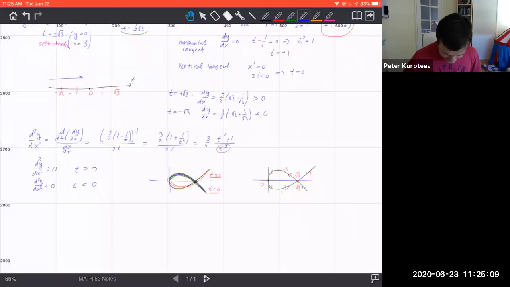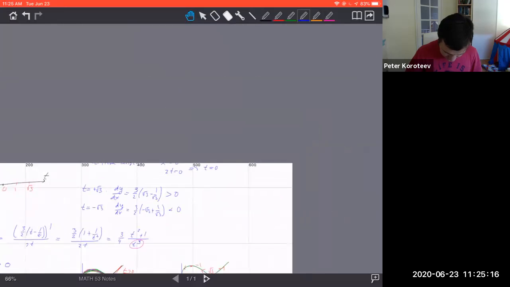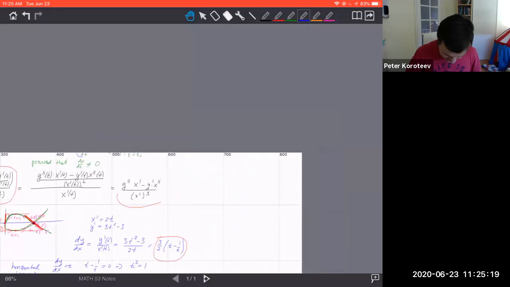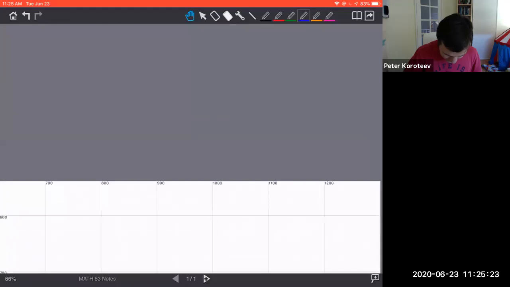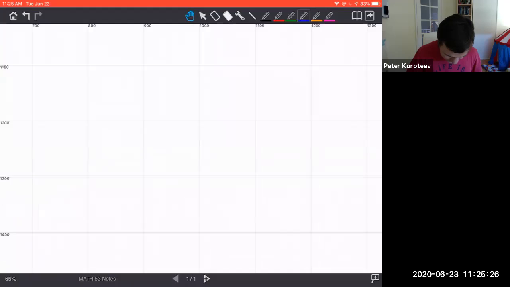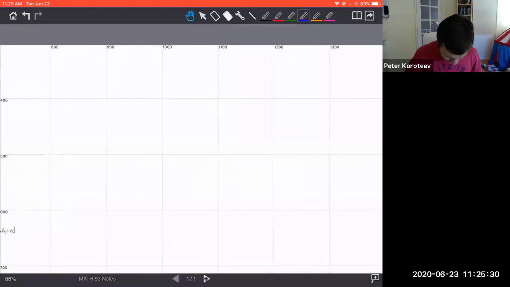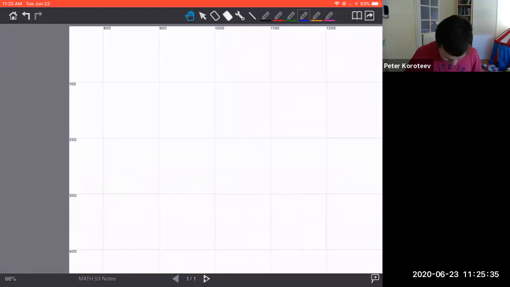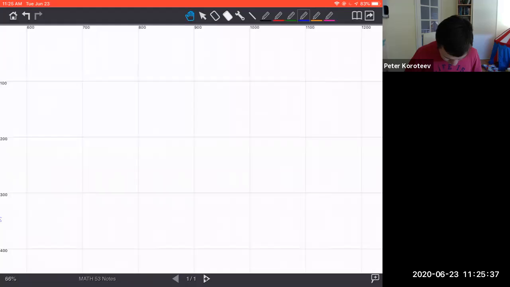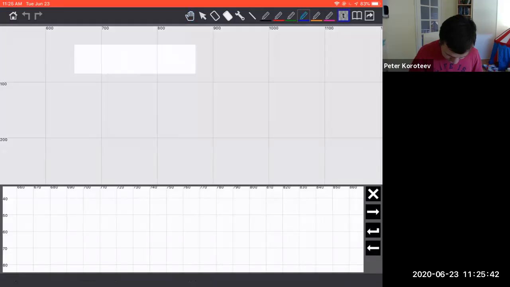Okay, now let's look at another example, but we actually need to switch. The way this app works is I have a big sheet of stuff, and then I just move around it. So once I'm done, I'll send it to you, I'll attach it to the course.